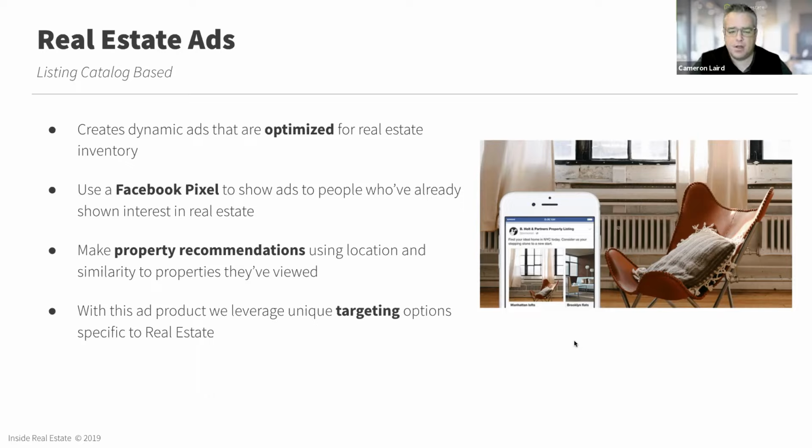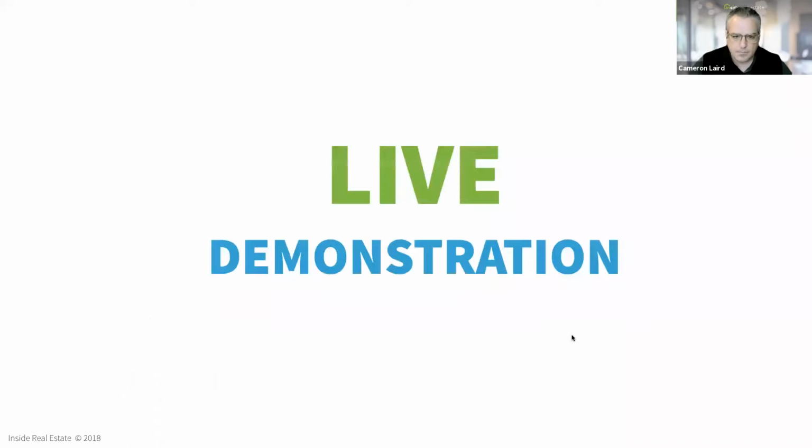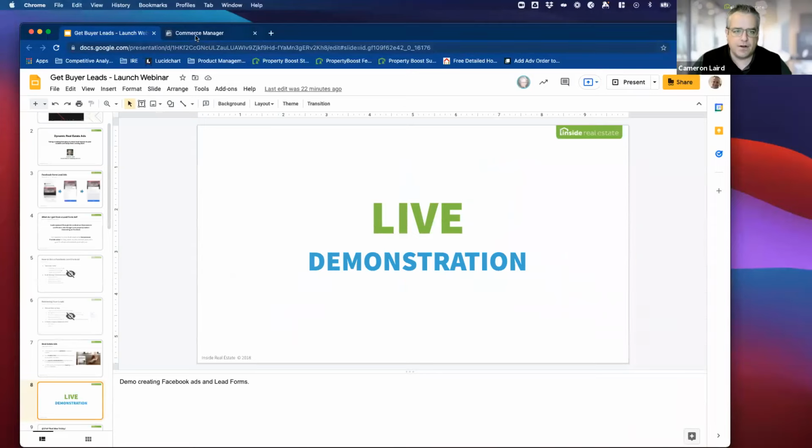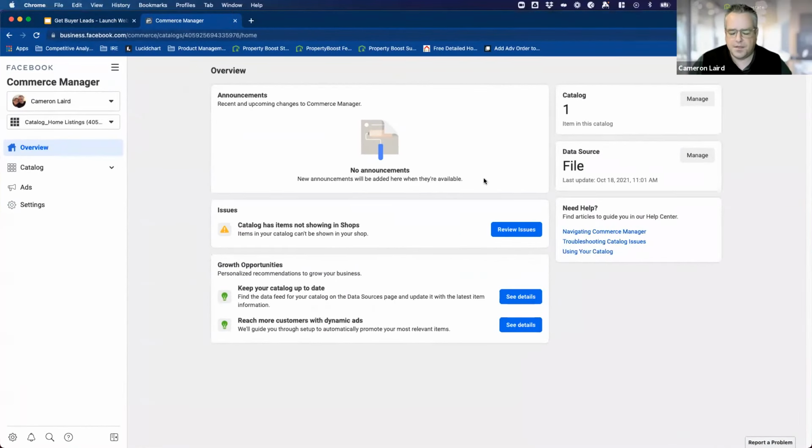Okay, so this is all using what's called a listing catalog, and I'm going to show you how to build one of these listing catalogs very quickly. But then I'm going to show you also some other ways of leveraging this to get these advertisements up and running for you. So with that, I'm going to switch gears really quickly. I'm going to go over to Facebook, and I'm going to show you very quickly where you're going to go and what this looks like.